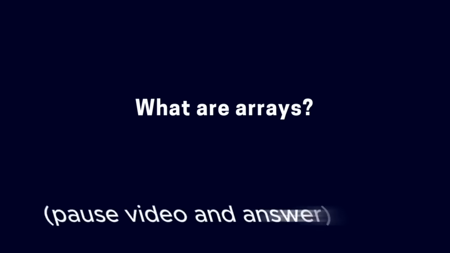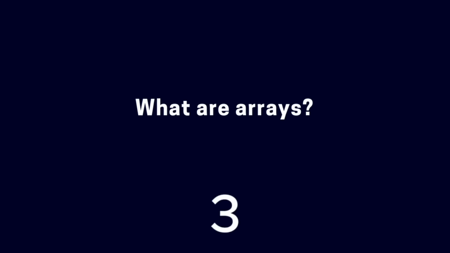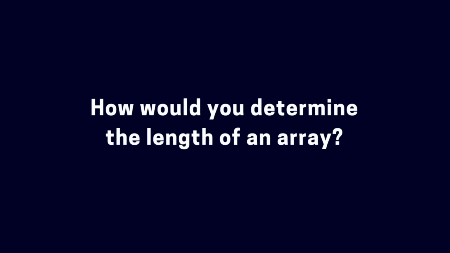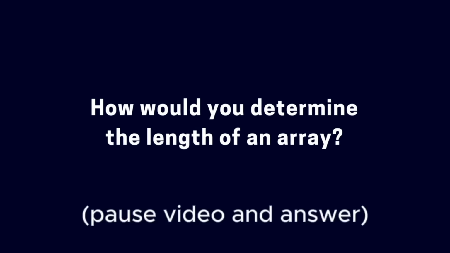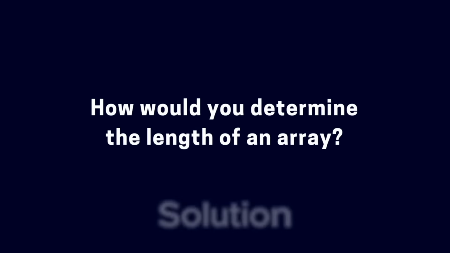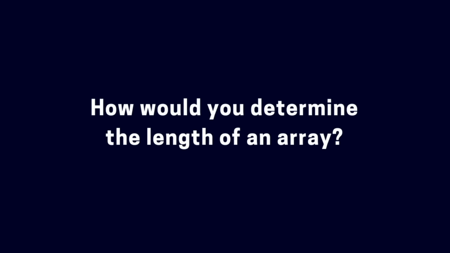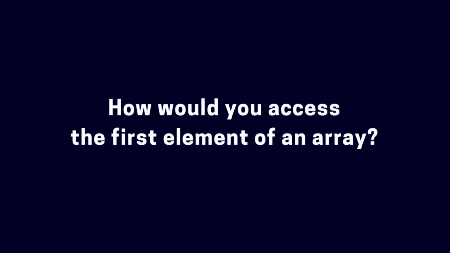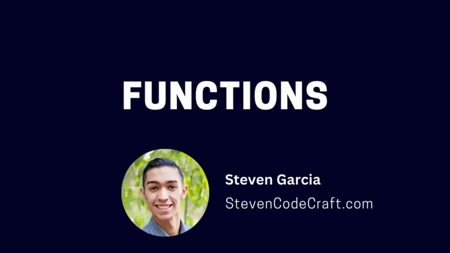What are arrays? Arrays are a data structure in JavaScript that allow you to store lists of data. How would you determine the length of an array? Arrays have a built-in property called length that allows you to find the length of the array. How would you access the first element of an array? You start counting from the index of 0 in order to access the first element. You would use square bracket notation to access the element or to change the value of the element.